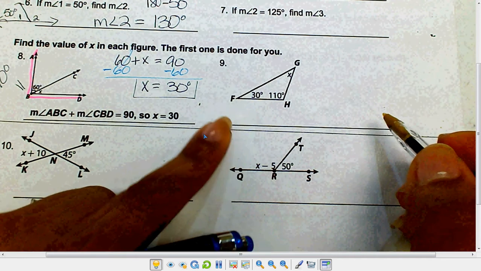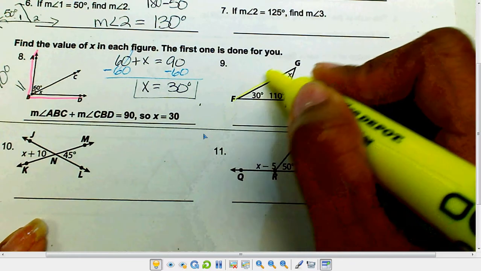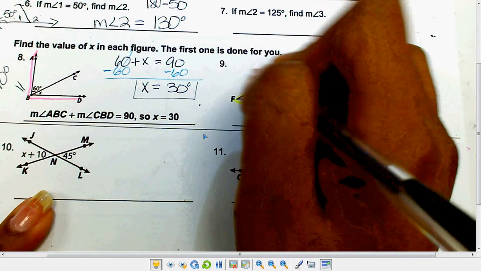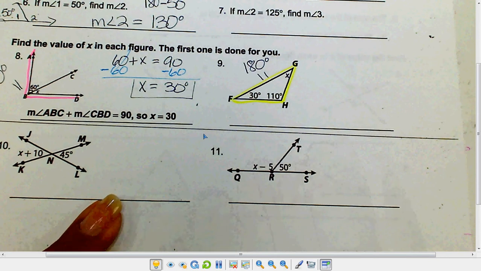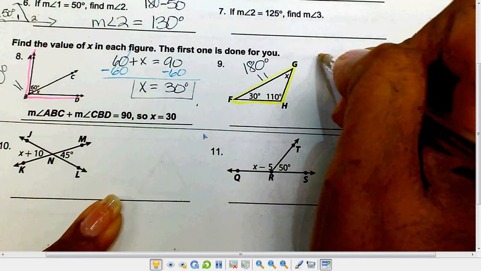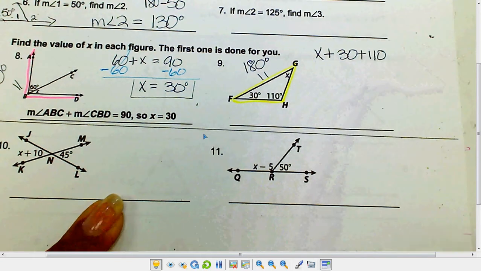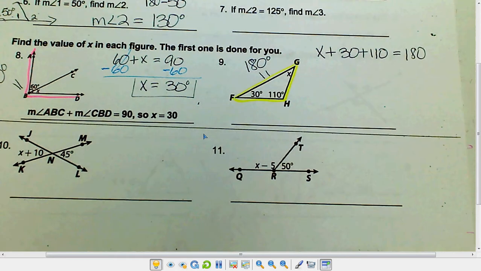So since I have a triangle here, and I know that this whole entire triangle has to have a sum total of 180 degrees, that means I need to take all three of these angles inside of my triangle, add them together, and set it equal to 180. Now I need to solve for my variable x.